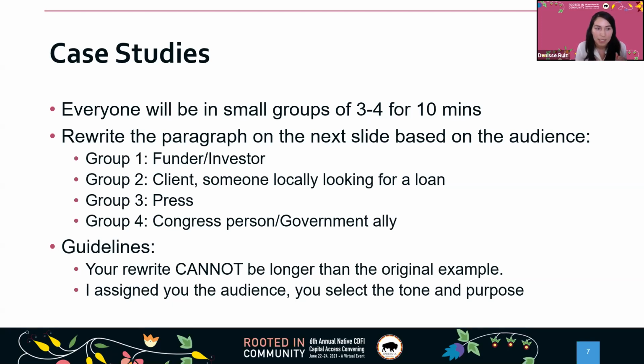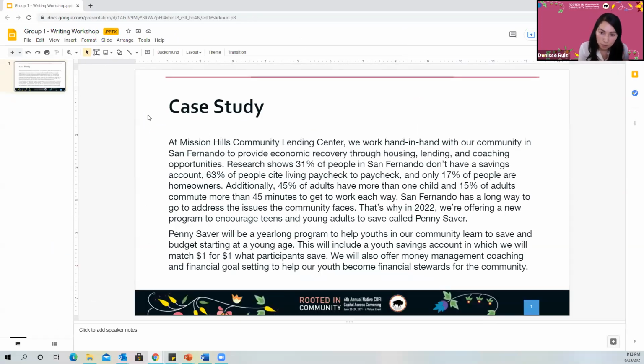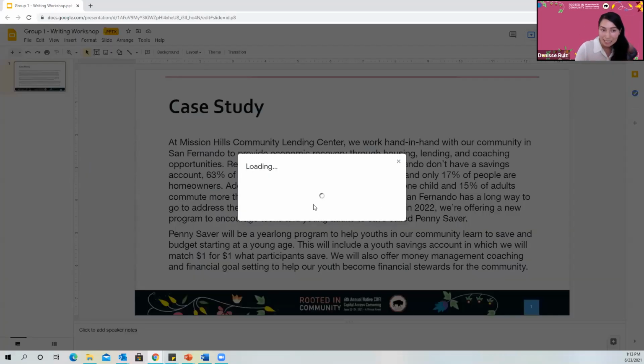Group 1, your audience is funder and investor. Group 2, your audience is a client, someone local who you're trying to reach. The only rule is you cannot add more, you cannot make it longer. There are 2 paragraphs already in there, as Steph is showing, and you want to maintain it at this length.